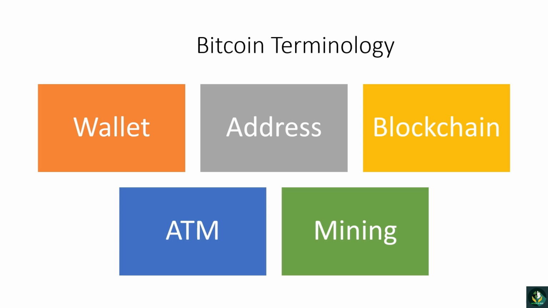Now let's look at what a Bitcoin ATM is. A Bitcoin ATM is a location where you can buy Bitcoin with real money. This is where you can exchange your money, for example US dollars, for Bitcoin. Basically, you are converting your currency into Bitcoin, and vice versa.